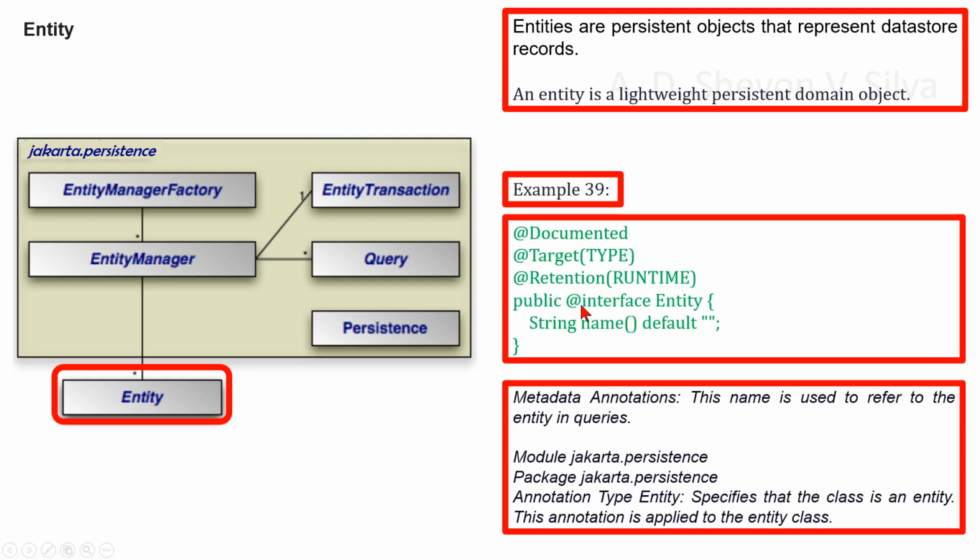Now we are considering the Entity metadata annotation. The annotation type Entity in package jakarta.persistence in module jakarta.persistence specifies that the class is an entity. This annotation is applied to the entity class. The name annotation element specifies the entity name. If the name element is not specified, the entity name defaults to the unqualified name of the entity class. This name is used to refer to the entity in queries.